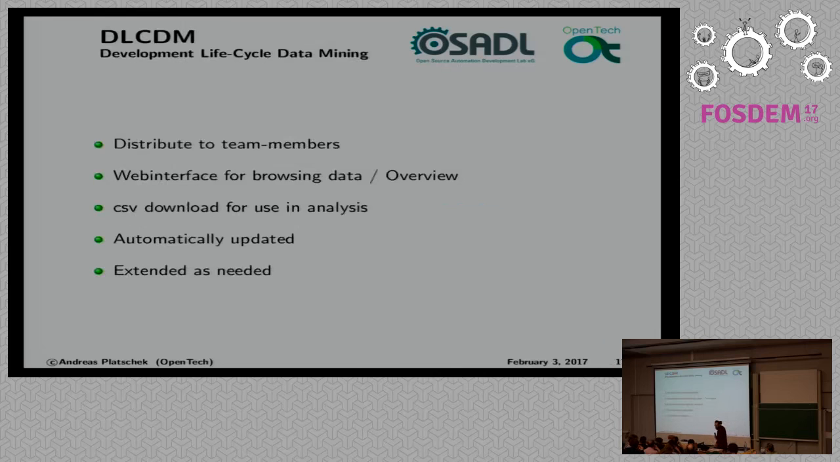Okay, so at this point, I want to show you how our system looks like, how we distribute the data. Actually, this is still in a prototyping phase. We want to send this out to our partners within the next weeks. So what we're actually doing is, we have a web interface for browsing the data to get an overview. But for convenient use in R or in Python, we provide comma-separated values files as download. These are generated on demand.